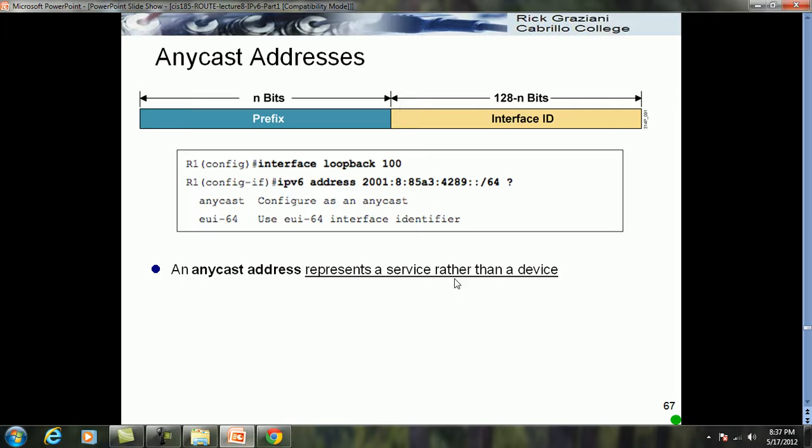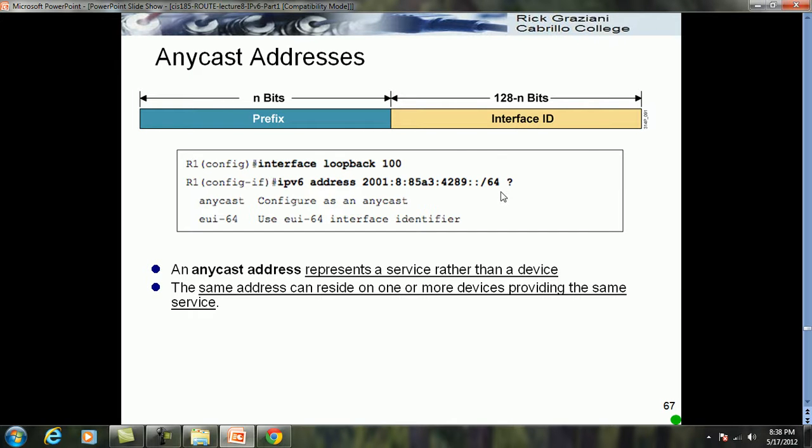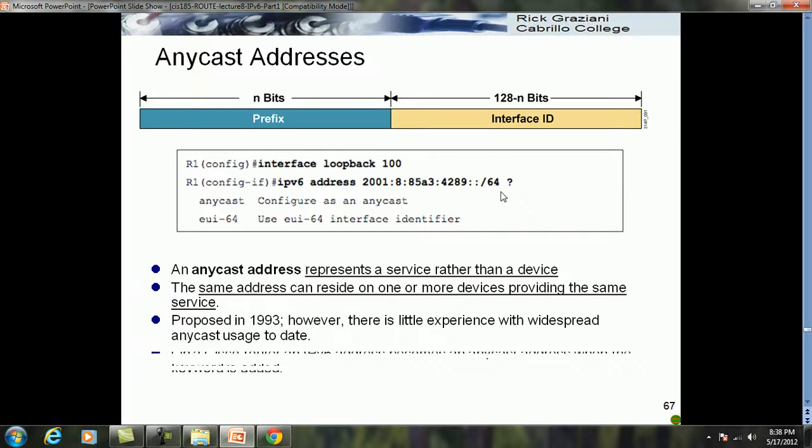Anycast represents a service rather than a device. It represents a service. I can assign this address to multiple devices. Anycast address, so see, 2001, again the same concept. The same address can reside on one or more devices providing the same service. Now, Google servers can have the same IP address. Yes, one is in Mumbai, one is in Dubai, both having the same IP address. Yes, they can have. It is for anycast in IPv6. What I said, it can reside on one or more devices providing the same service. So two devices can have the same IP address. However, there is little experience with widespread anycast use to date.